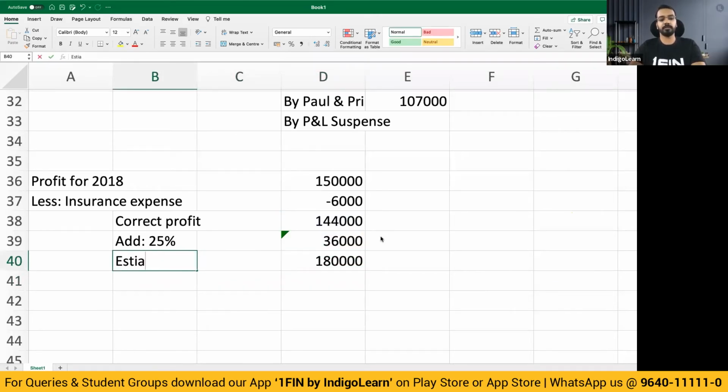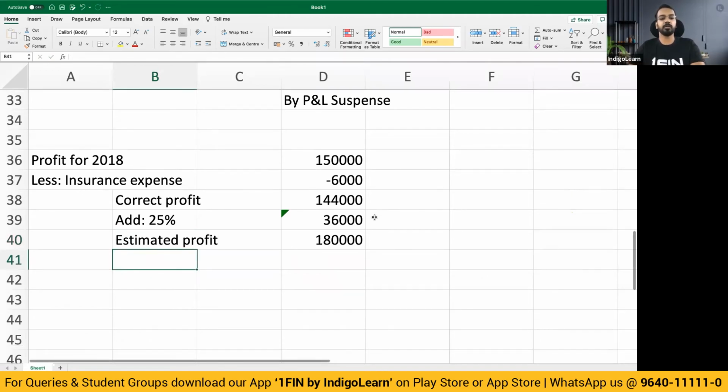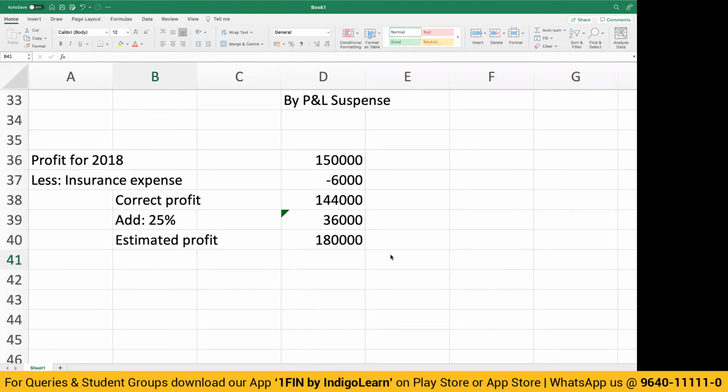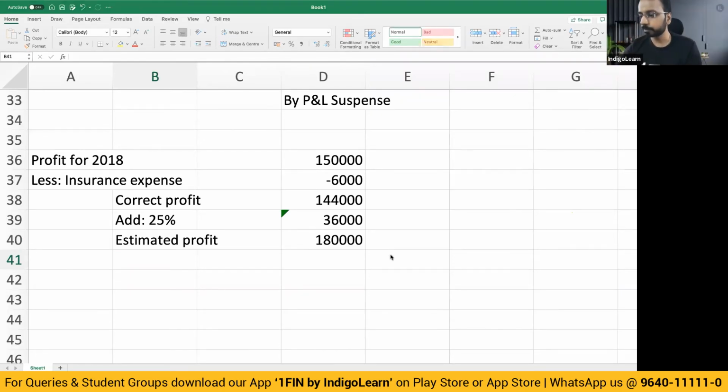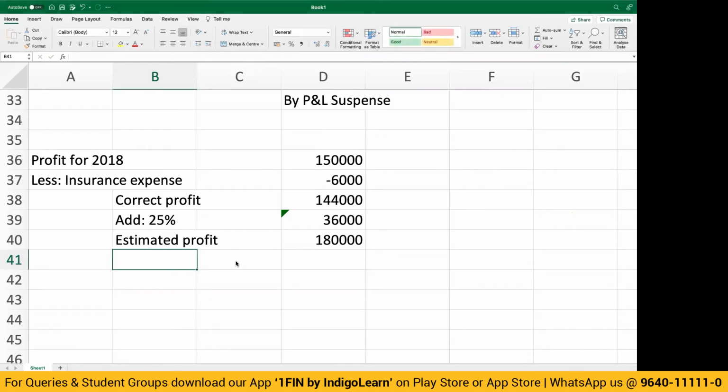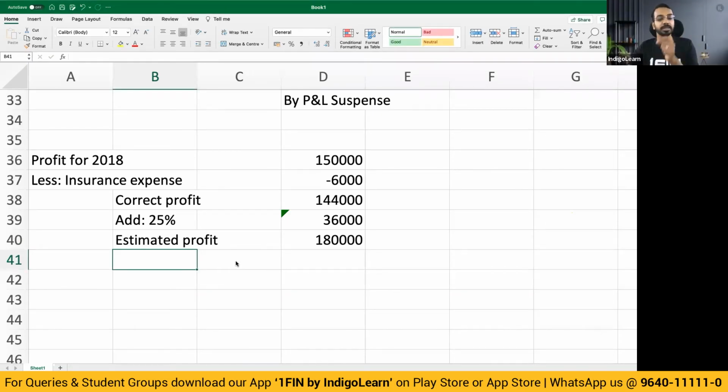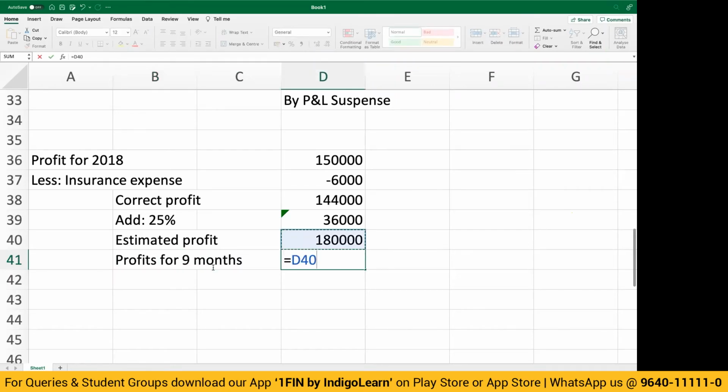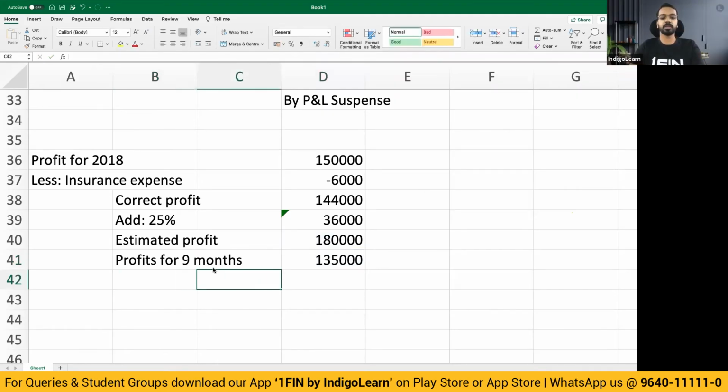So the estimated profit. And when did he die? He died in September. So how many months of profit is he entitled to? 9 months, right? Because January to December is the calendar year. So he is entitled to a profit share of 9 months. So profit for 9 months is 180 divided by 12 multiplied by 9. You get 135. Here is half.